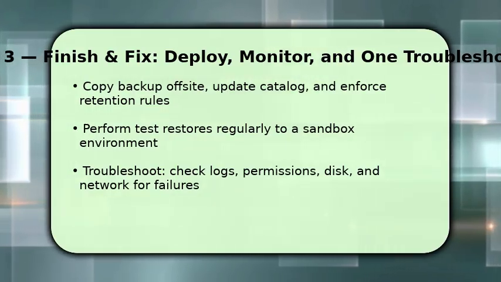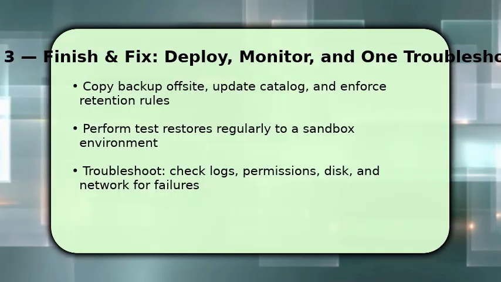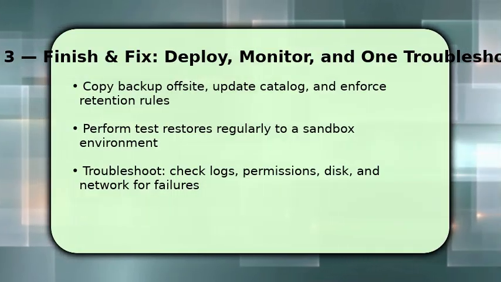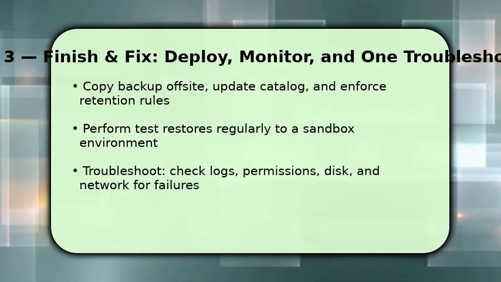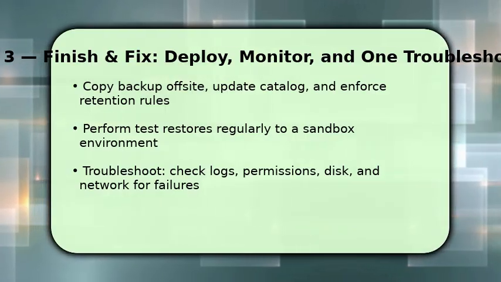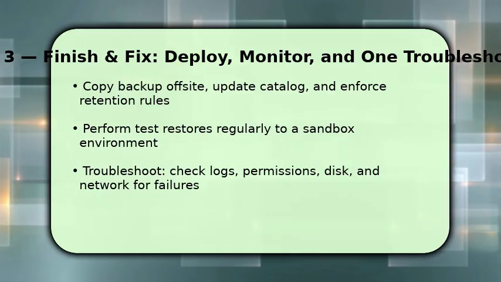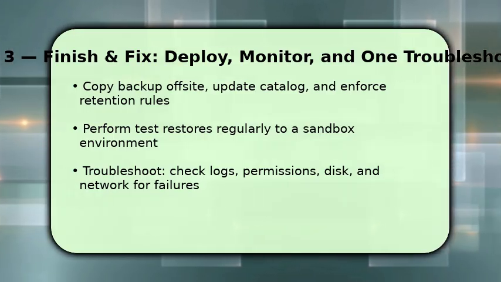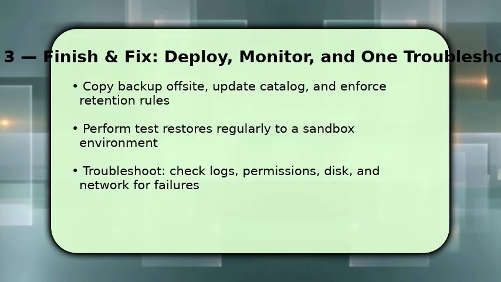Once done, automate reporting and integrity checks to catch regressions. If something goes wrong, check logs first, then permissions, disk space, and network connectivity. These are the most common causes of backup failures and usually provide clear error codes to guide fixes.